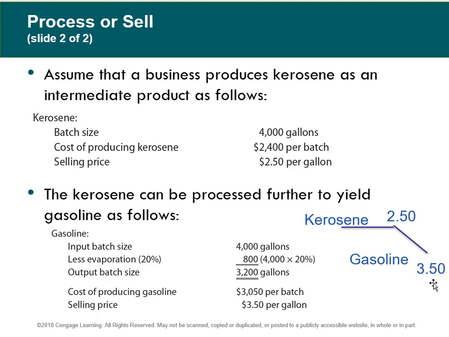So what we want to know is if that $1 per gallon increase in price, from $2.50 to $3.50, times 3,200 gallons is larger than the cost of $3,050 per batch. So it's incremental revenue minus incremental cost. That's all we look at. We don't care at all about how much it costs to get that kerosene up to there.